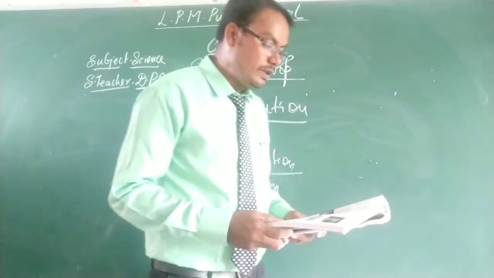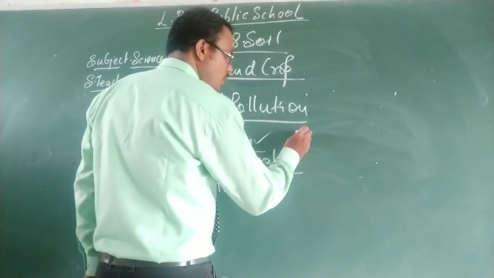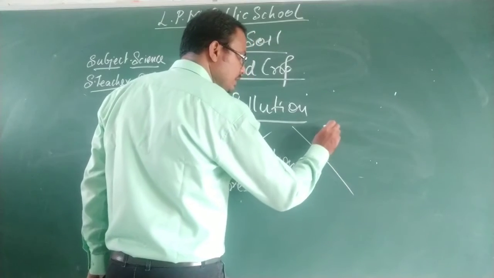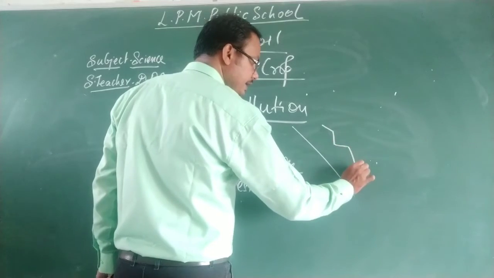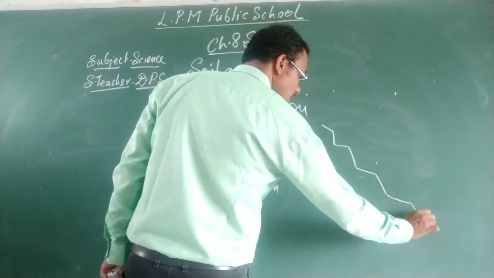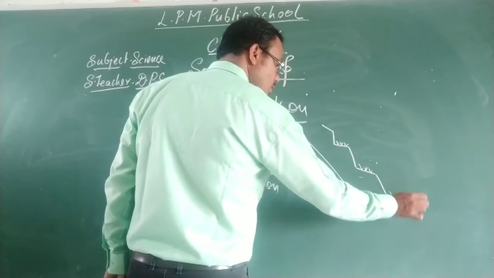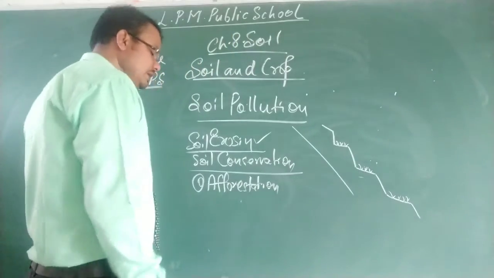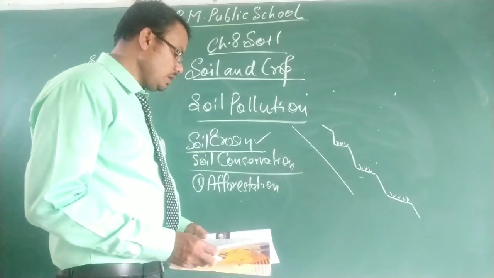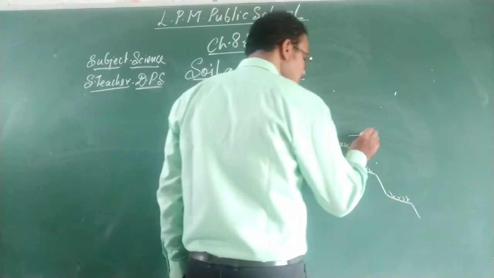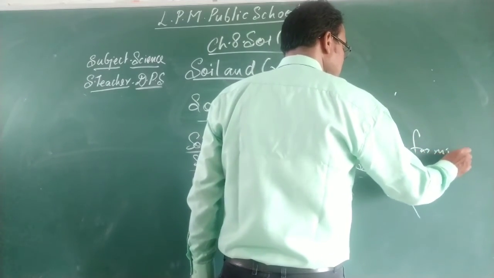Next is terrace farming. In the hillside areas, the steep slope portion is cut in steps, and plants are grown on these steps. So in hilly areas, the steep slopes are cut into steps on which the plants are grown, and this type is called terrace farming. T-E-R-R-A-C-E, terrace farming. This is called terrace farming.